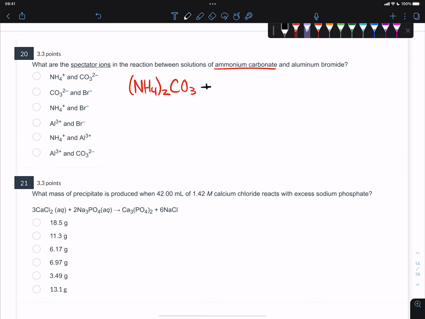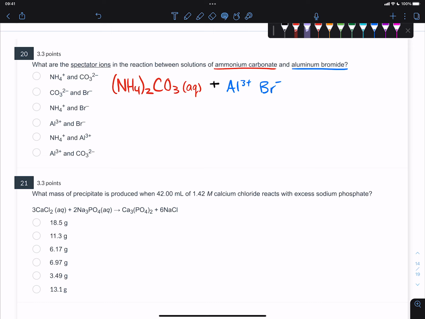It's a solution of ammonium carbonate, so I can put aq just to be more precise. Ammonium carbonate, aq, mixing with aluminum bromide. That's going to be here. So aluminum is 3 plus, and bromide is -1, which means that if I actually want to get my solution, it's going to be 3 bromides.